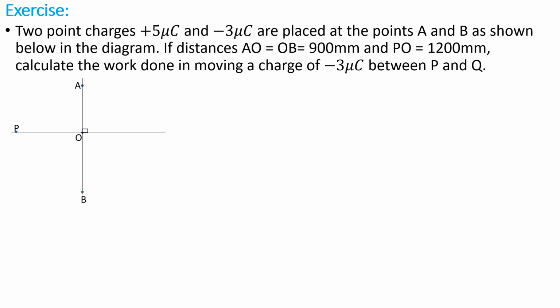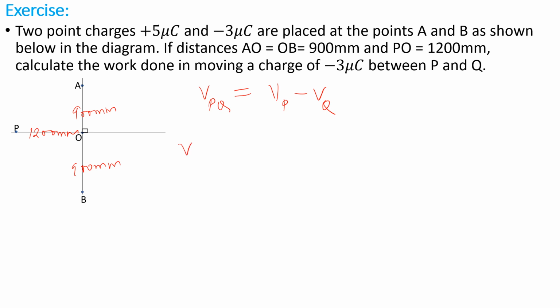You have to know that your distance AO is given as 900 millimeters, and distance OB is also 900 millimeters. Change it to meters, and the distance of PO is also 1200 millimeters. Change it to meters. You must remember also that the question wants you to get the potential difference between P and Q. Call it VPQ, which is VP minus VQ.